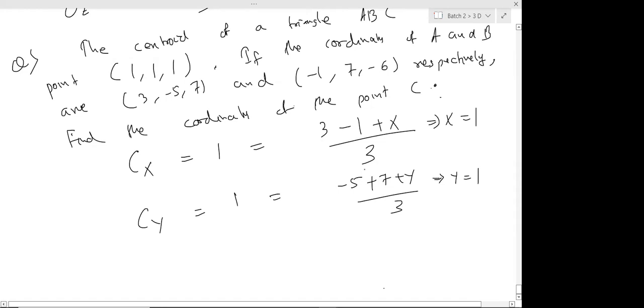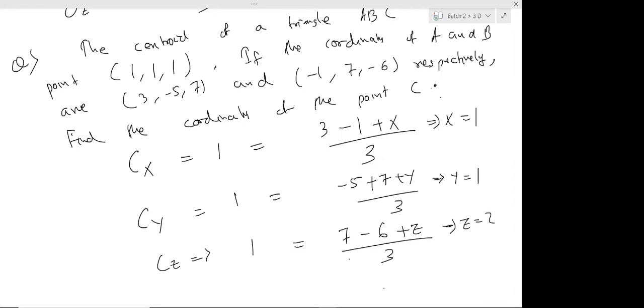Cz will be equal to 1, and this equals 7 minus 6 plus z upon 3, and this gives 2. So the answer is 1 comma 1 comma 2. Absolutely right, Rahman.